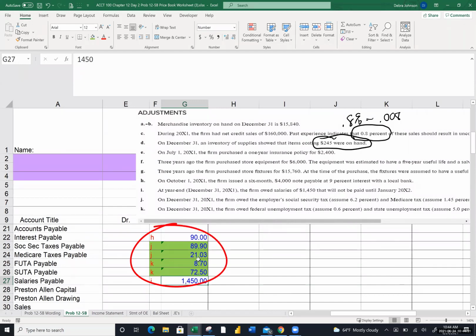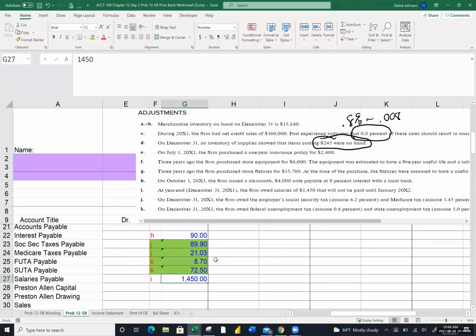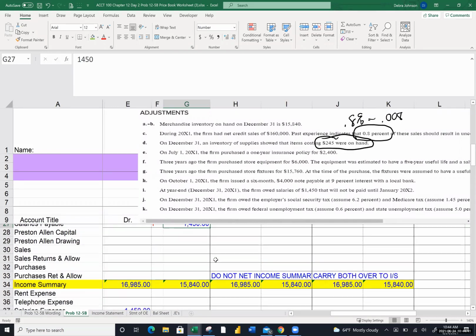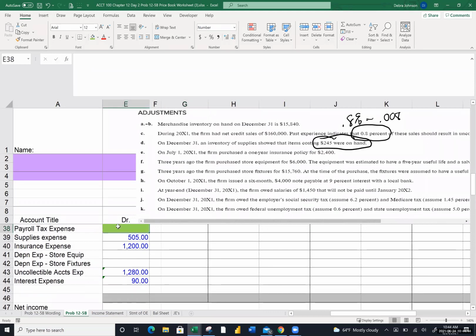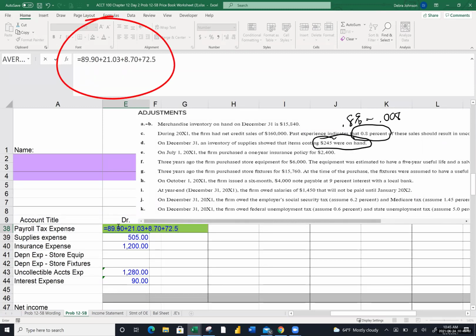And then what you want to do is on that payroll tax expense line item toward the bottom that was green, we need to add those 4 up. Okay, so I'm going to go down to payroll tax expense here, and I'm going to sum up all 4 of those. So 89.90 was the first one, 2103 was the second one, $870 was the third one, and $72.50 I think was the fourth one. I'm going to add those all up.